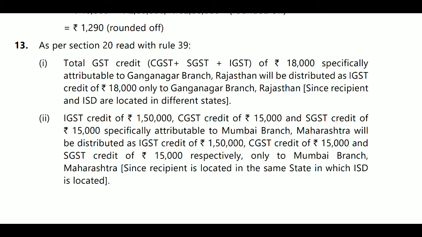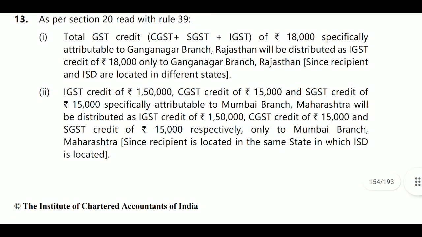For the Ganganagar branch, they are specifically there. They are given the amounts 12,000, 3,000, 3,000 specifically required. So it will be transferred to that branch only. Ganganagar branch Rajasthan will be distributed IGST credit 18,000 only to Ganganagar branch because they are specifically provided. And next, the Mumbai branch also they are provided. Mumbai branch Maharashtra, specifically attributable, will be distributed IGST credit of 1,50,000, CGST 15,000, SGST 15,000 respectively only to the Mumbai branch.